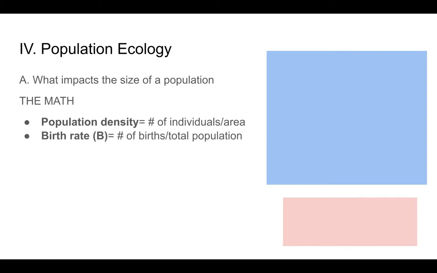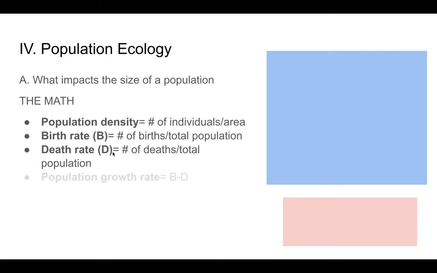A birth rate, which is written as B, is the number of births out of the entire or total population. So number of births divided by total population. Death rate is the same. That value is D, the number of deaths divided by the total population.